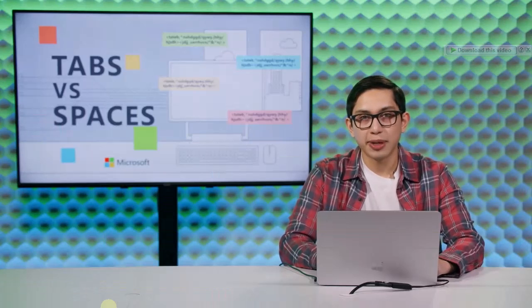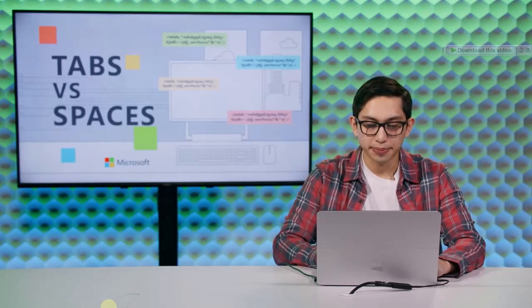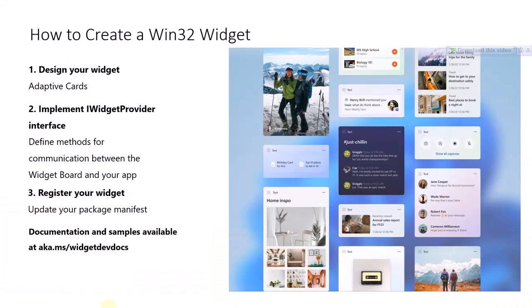In this upcoming segment, I'll walk you through the steps to implementing your widget. There are three high-level steps to implementing your widget. The first step is to design the UI for the widget, and this is done using adaptive cards. The second step is to implement the IWidgetProvider interface, and this will define the methods used to communicate with the widgets board. And finally, the last step is to register your widget, and these changes are done in the AppX manifest.